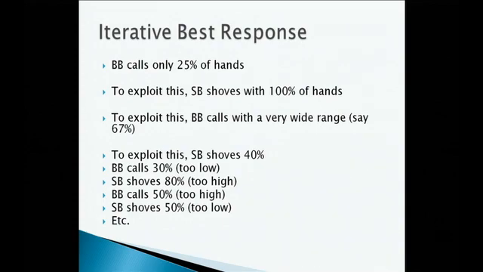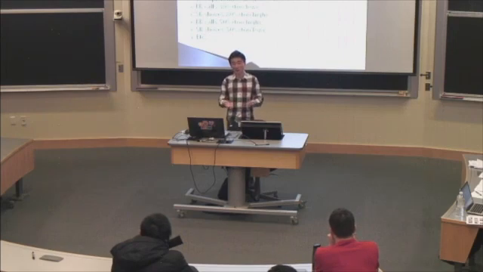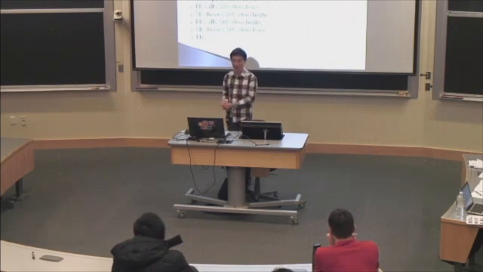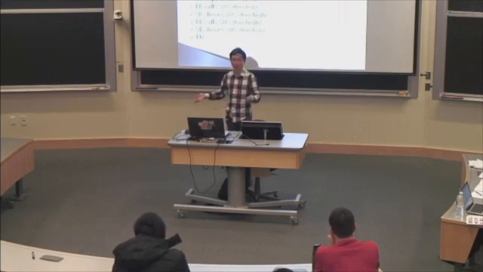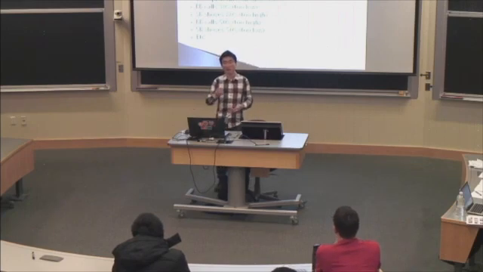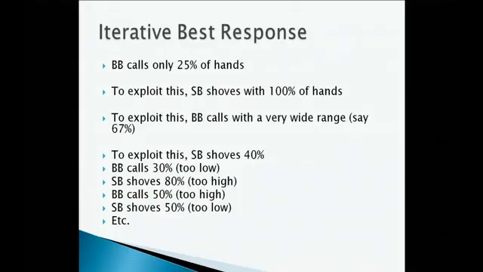Okay, so now, if the small blind is fixed on this strategy, what's the best way for the big blind to exploit this? Well, it's to call with anything, basically, because they're shoving anything. So it's to call with a very wide range, say like 67% of hands. And once the big blind is calling too much, how does the small blind exploit this? Well, now they tighten up, right? They only shove their good hands, and that's fine because they're getting paid off very often when they shove their good hands. But once the small blind realizes to shove only their good hands, then the big blind's like, oh crap, I shouldn't be calling 67% anymore. I'm going to call less, 30%.